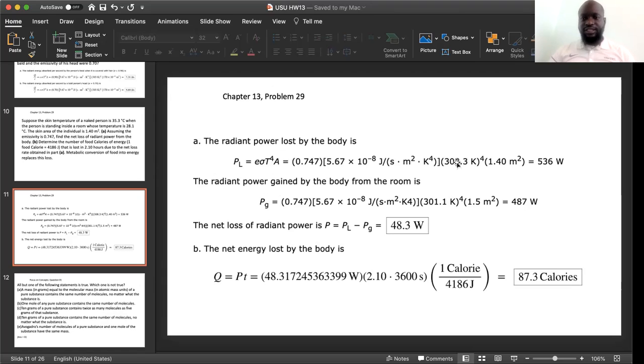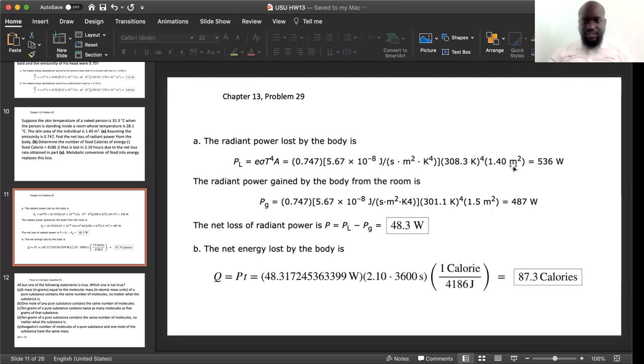So the only difference is the temperature change. So the temperature for the body is different. The temperature for the body was 35.3. We're going to add 273 to that. And then the temperature for the room was 28.1. We're going to add 273 plus that. Every other thing is the same.